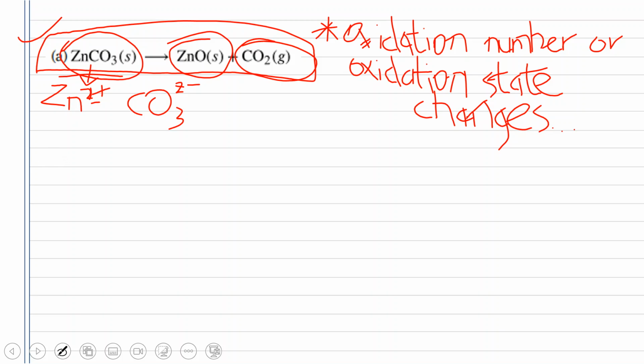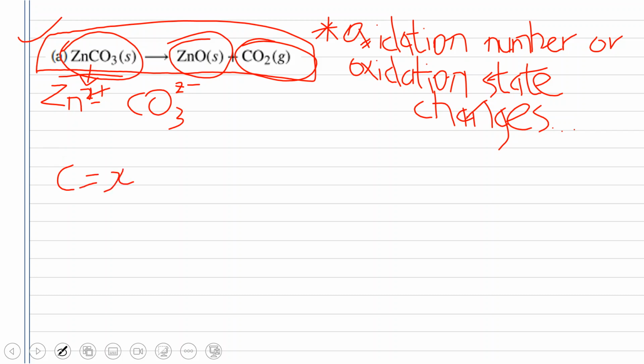So I'm trying to find the oxidation number for C. Look at C on the left side. I don't know the oxidation number for C, so let's say I put X. Let's solve for the oxidation number for C.